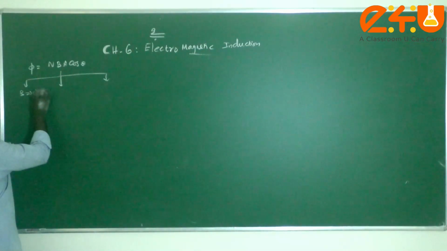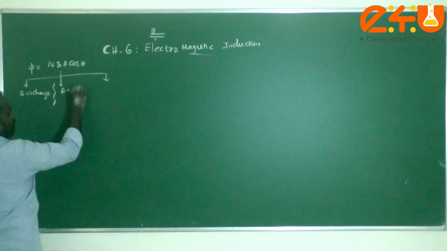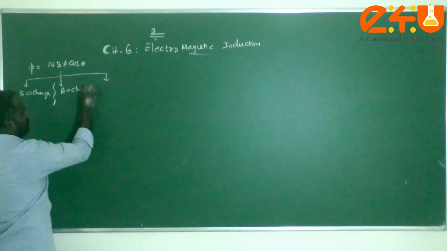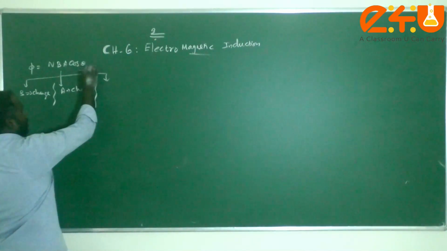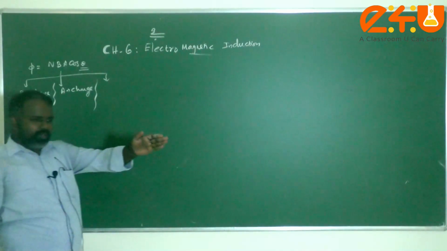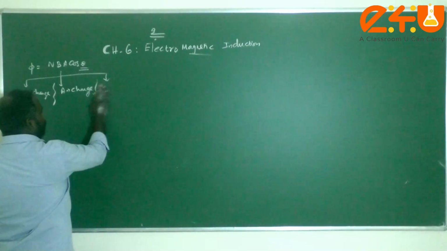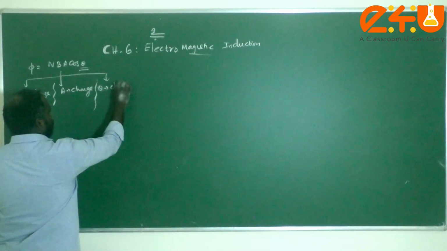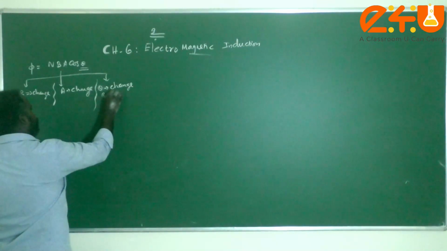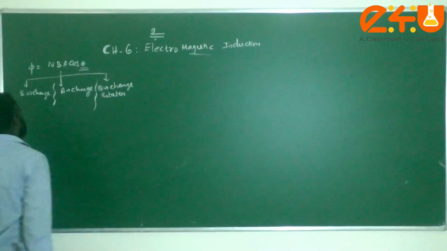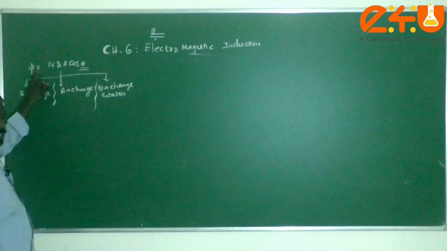B is changing, or the area A changes, or the angle changes. The angle means the orientation of the coil in the magnetic field, that is by rotation. Theta is changed, that is rotation of the loop or coil. So these are the possible ways to get flux variation.